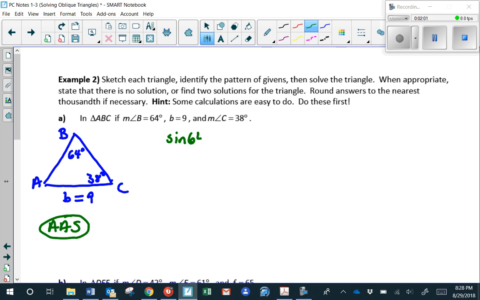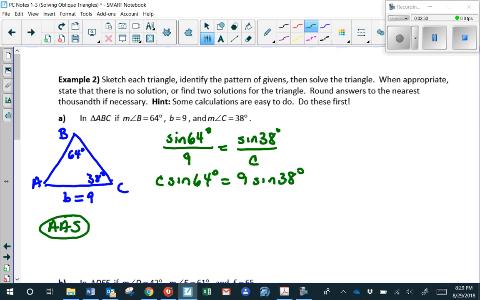So sine of 64 degrees over its opposite side, which is 9, is equal to sine of 38 degrees over its opposite side, which we would call C. Now we can cross multiply to find C. C times sine of 64 degrees is equal to 9 times sine of 38 degrees. Dividing by sine of 64, we have 9 times the sine of 38 degrees over sine of 64 degrees is our exact form answer for C.